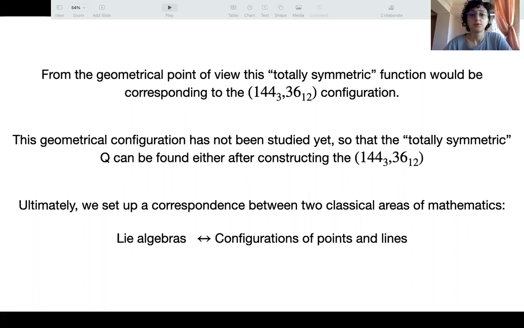Unfortunately, I was not able to find this type of configuration, so the uniqueness factor, the desired Q, can be found either after constructing the configuration or by choosing another method. So ultimately, we set up a correspondence between two classical areas of mathematics, which are simple Lie algebras and geometrical configurations of points and lines, which is indeed, I think, very interesting.